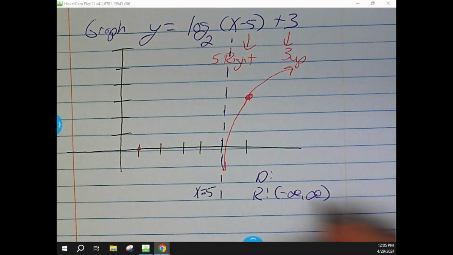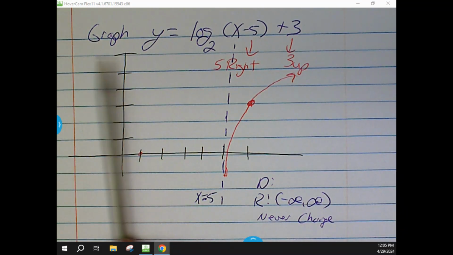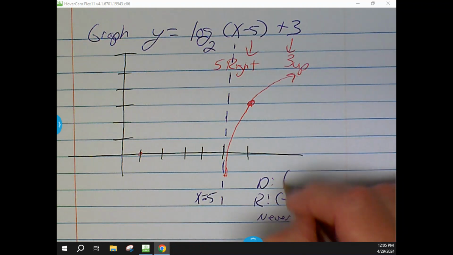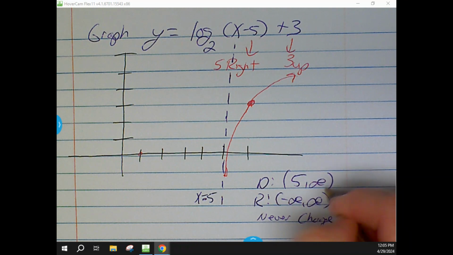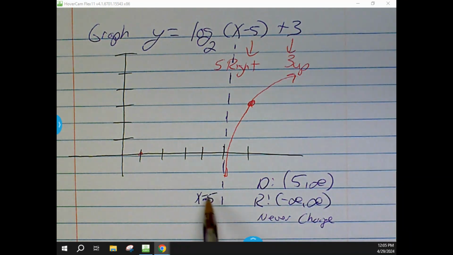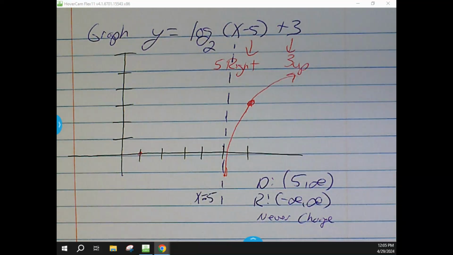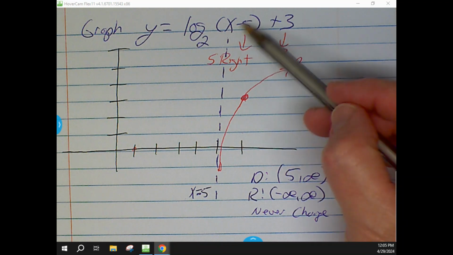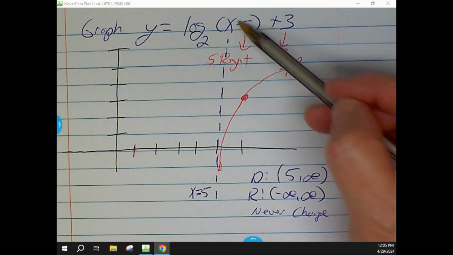Okay, and for these, the range is going to be negative infinity to infinity. This part never changes. The only one that changes will be your domain, because in this case we scooted it left and right. So now that part's going to change. It was starting at 0; this is going to start at 5. So whatever this asymptote is here, that's the first number that goes there. Again, that first number is always the number on the inside, just change it from negative to positive, or if it's positive, change it from positive to negative.